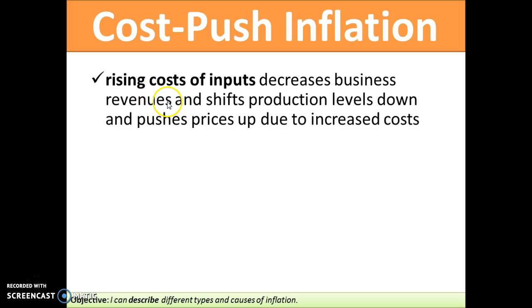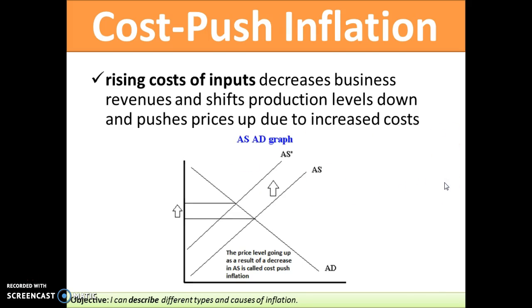The other side, cost push inflation, we've looked at as well, and this one ties into the changing cost of inputs. And so when it's more expensive to make something, businesses are going to slow down their production, and they will push prices up due to those increased costs. And we've looked at that on a graph before as well.